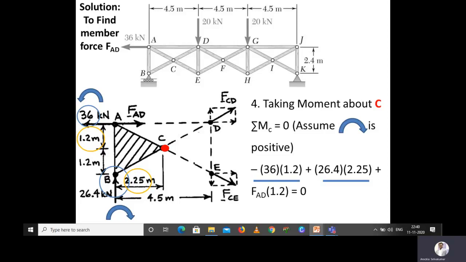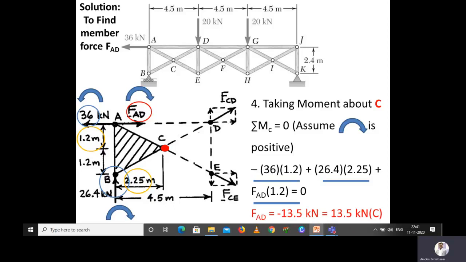Okay. And the final one, which is unknown, is FAD, which is acting at point A. So again the perpendicular distance is the same, 1.2 meter. This FAD force makes the truss rotate in the clockwise direction with respect to point C, so we take it as positive, FAD multiplied by 1.2 meter. As we discussed earlier, the system is in equilibrium, so we equate the sum to 0. Once you substitute, we can easily calculate the value of FAD.